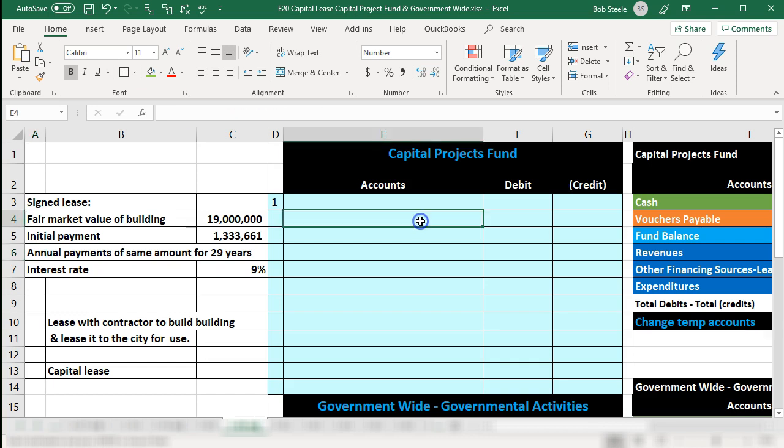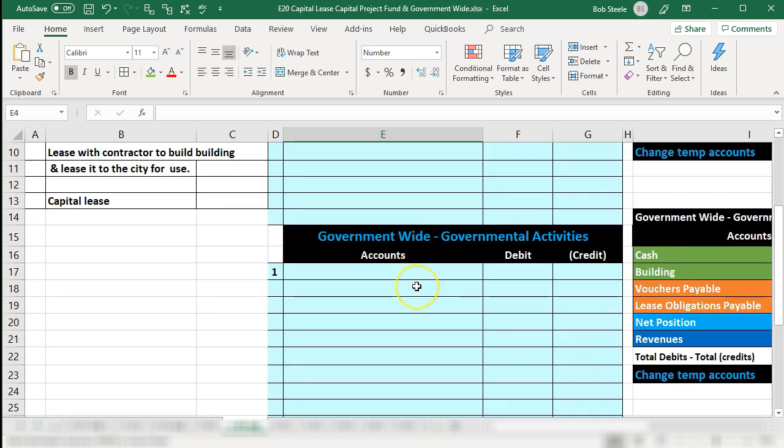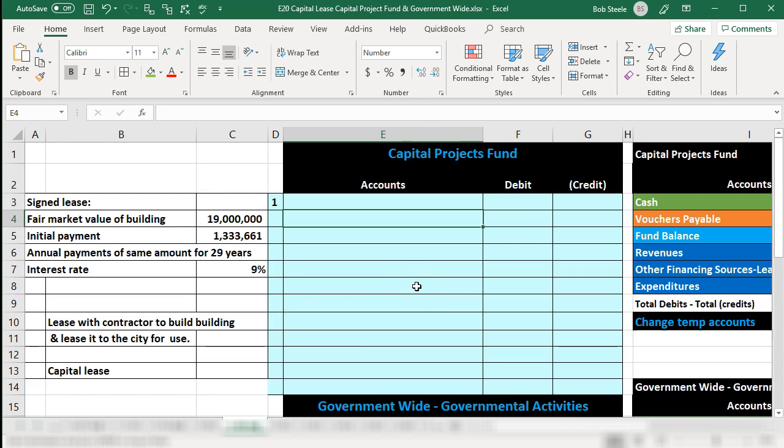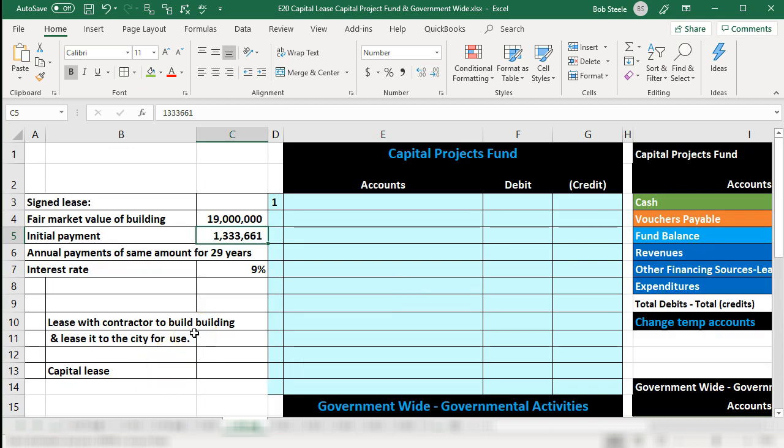Now, how would we do that with regards to the capital projects fund and the government-wide activity? The capital projects fund wants to track the activity related to this building, and then the government-wide activities is going to record it more on an accrual basis in more of the fashion that we would expect, because it will be used in the standard accrual basis.